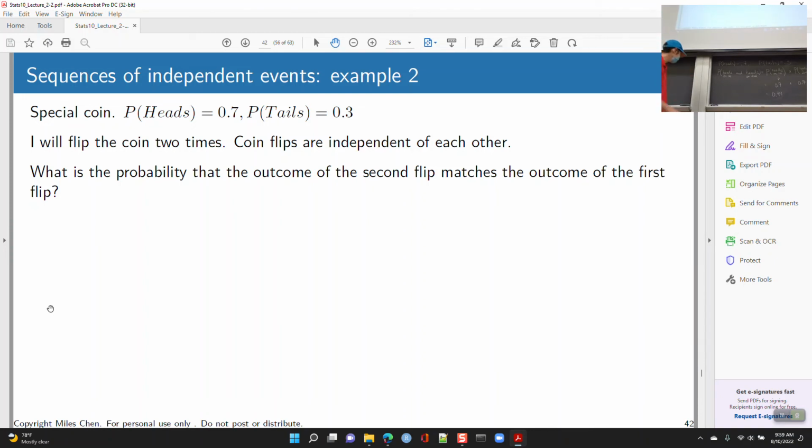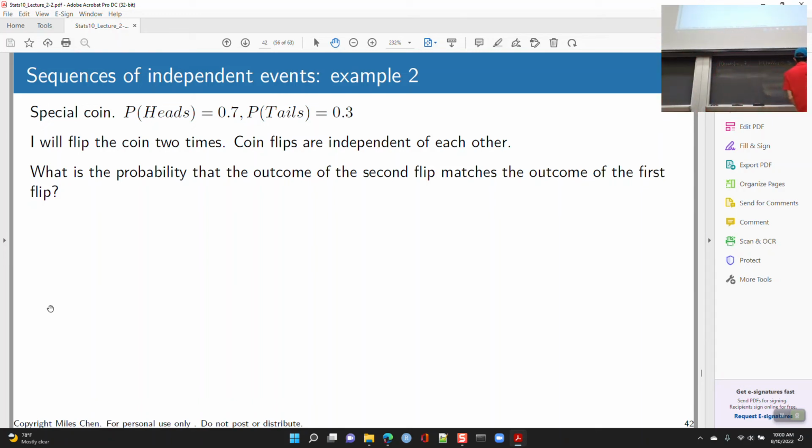Okay, let's change this just a tiny bit. We're going to ask, what is the probability that the outcome of the second flip matches the outcome of the first? So we're going to flip the coin twice, and we still have this special coin that lands heads with probability 0.7. We flipped a coin twice. What's the probability that the outcome of the second flip matches the outcome of the first flip?